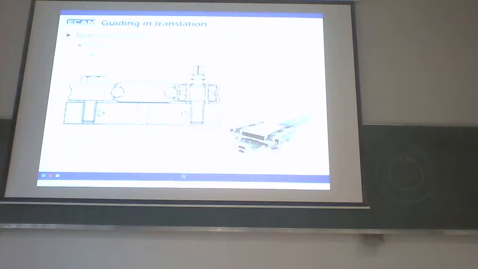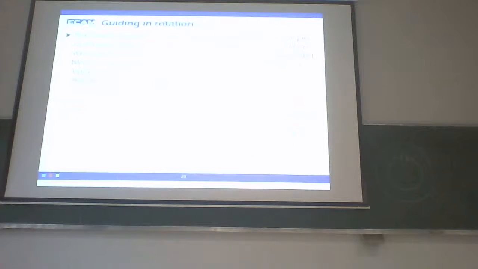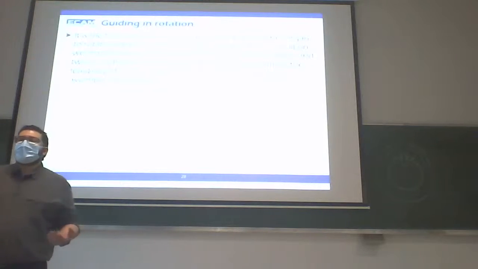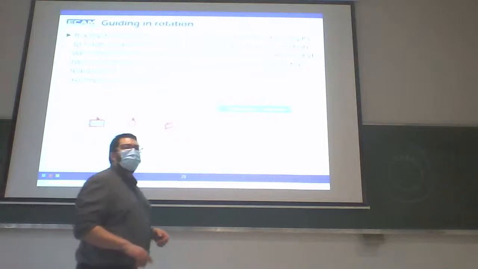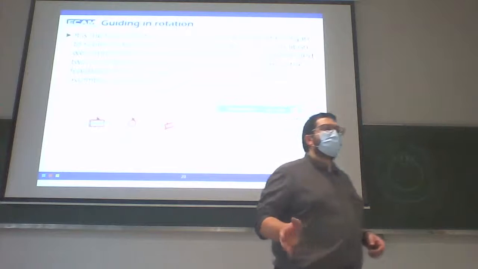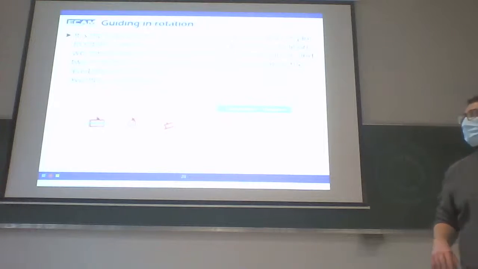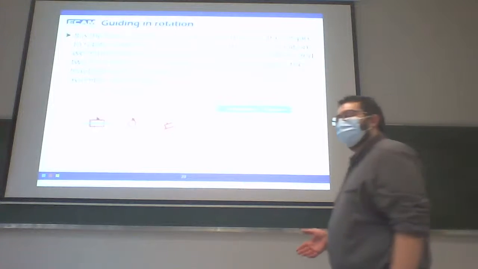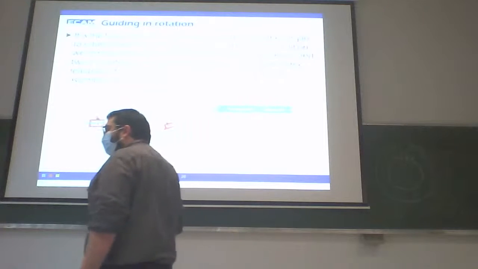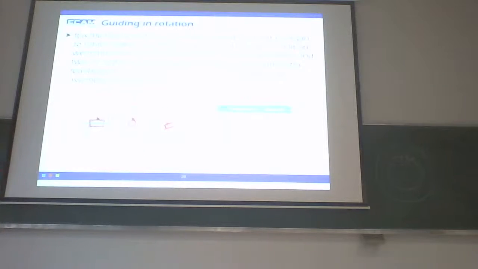So now, revolute or turning joint. So guiding in rotation. Guiding in rotation, I will remove 5 degrees of freedom, and I leave only 1 rotation. Remember the kinematic symbol of the turning joint. Turning or revolute joint is exactly the same. 0 translation, 1 rotation. How to realize this?